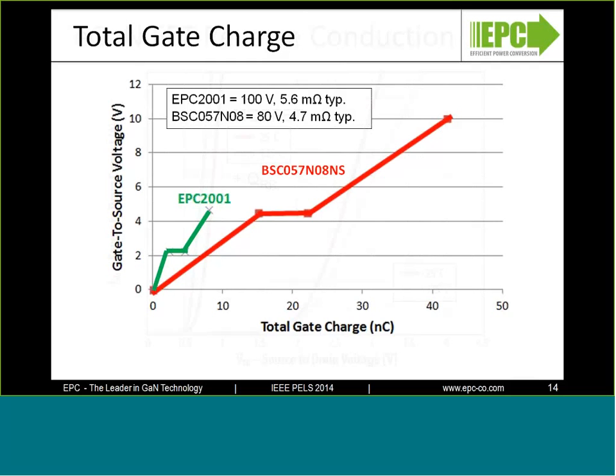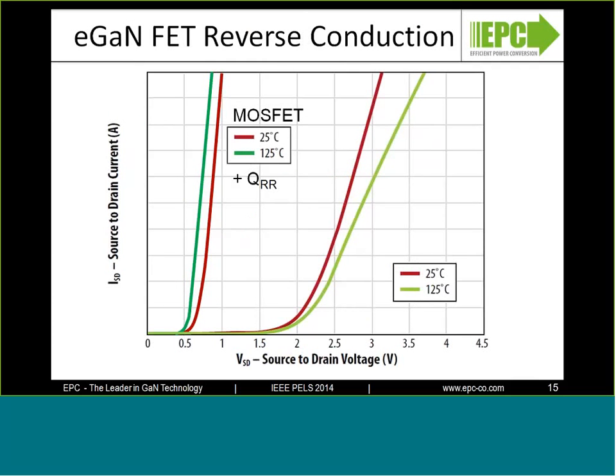One of the characteristics of an eGaN FET that we talked about is the reverse diode, which is actually just turning on the channel. And this graph shows the characteristics of that reverse diode compared to a MOSFET. Here's one area where there's a disadvantage compared to the MOSFET. On the horizontal axis, you have the source-drain voltage, and on the vertical, the source-drain current. They both look like diodes. The eGaN FET is on the right, the MOSFET on the left, and you can see the forward drop of the MOSFET is significantly lower.